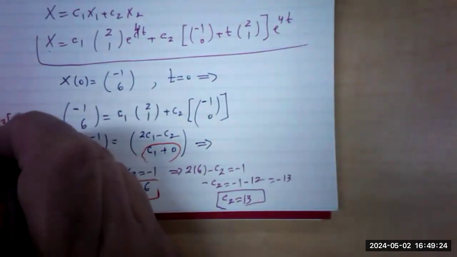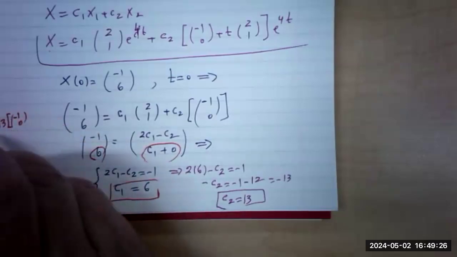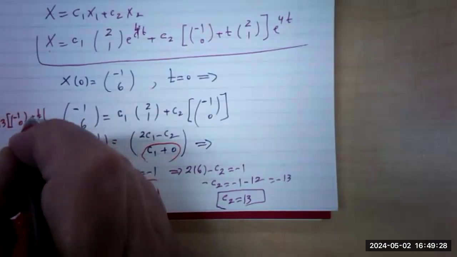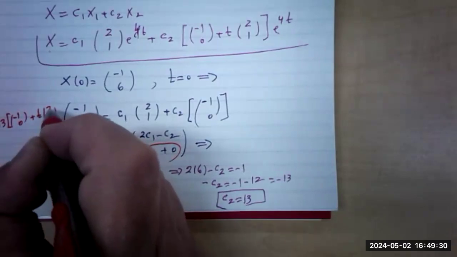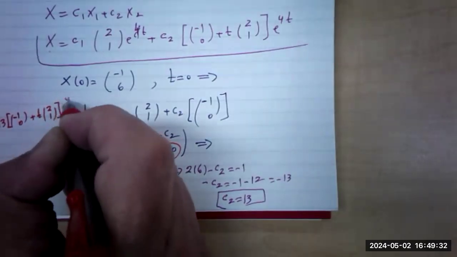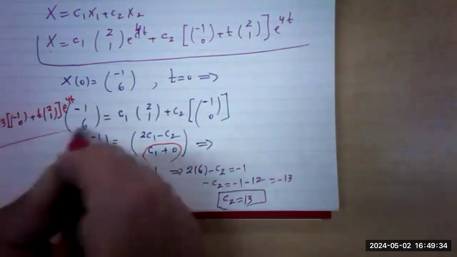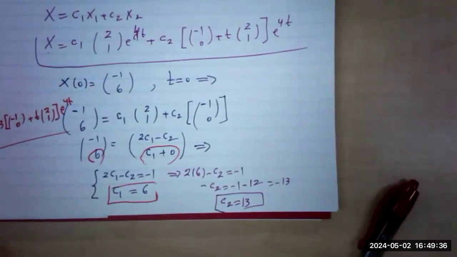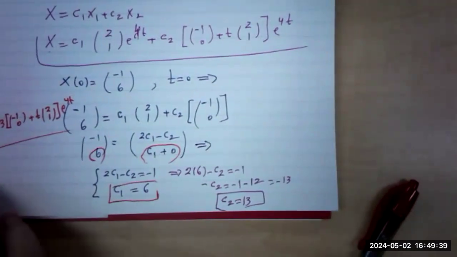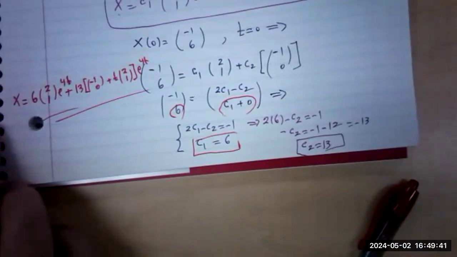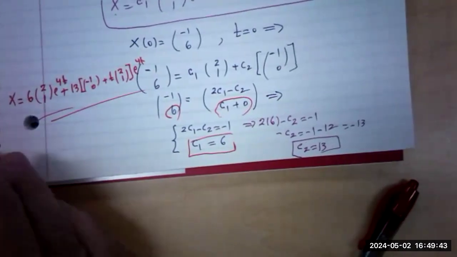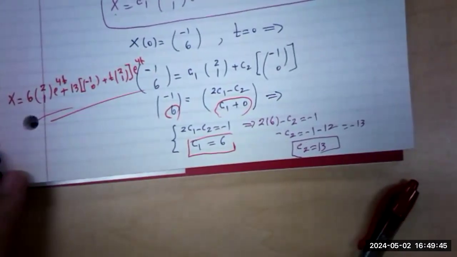13 times (negative 1, 0) plus t (2, 1), then e to the 4t. It's the way we write it down. You don't have to simplify it further. Okay, so just to give you the hint, because we give you one of those 3 systems that you are going to solve for us on this next quiz, and the final would have an initial condition.